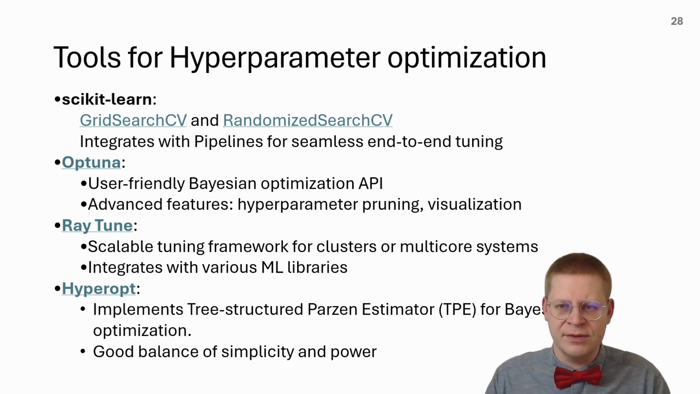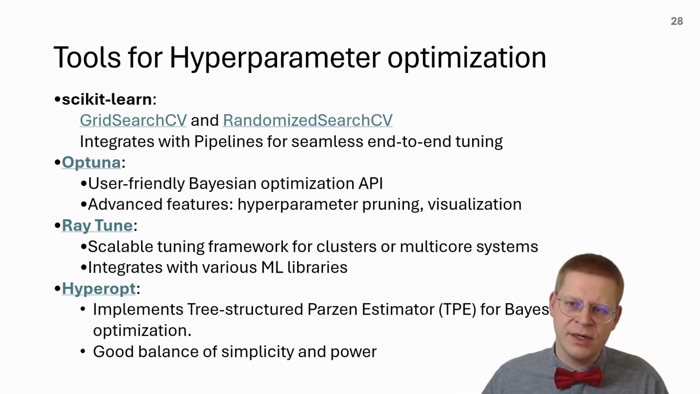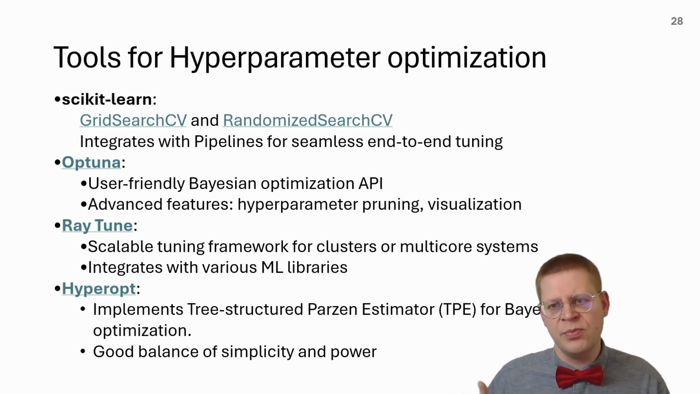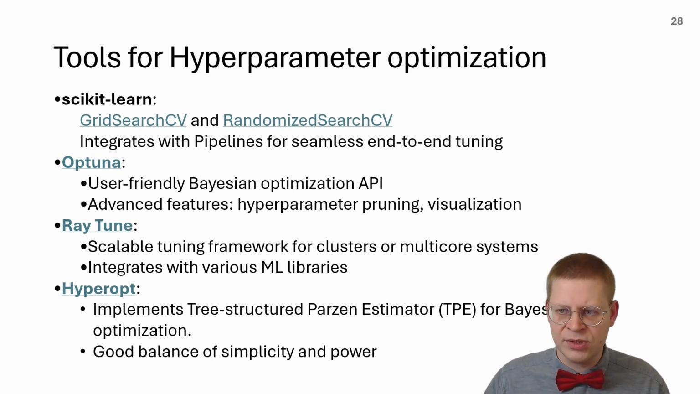First is scikit-learn. This is the foundation of many Python ML workflows. It includes GridSearch and RandomizedSearch, both easy to integrate with scikit-learn pipelines. You can define your parameter grid or distribution and let scikit-learn handle the cross-validation loops. The next one is Optuna, a more advanced library focusing on Bayesian optimization. It is known for its user-friendly API and supports hyperparameter pruning, like early stopping, and great visualization tools. And if you have a model that takes a long time to train, Optuna can save you a lot of compute by adaptively searching the space.